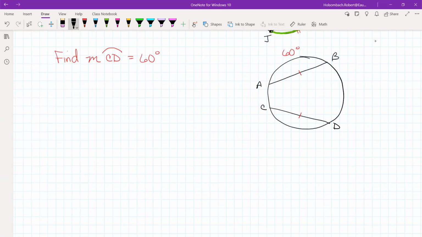Then the example right below that says that if the measure of arc AB is 78, find the measure of arc CD. Well, now if AB is 78, what's CD? 78 as well. Good. Simple enough. If the chords are congruent, arcs are congruent. If the arcs are congruent, well, then the chords are congruent.